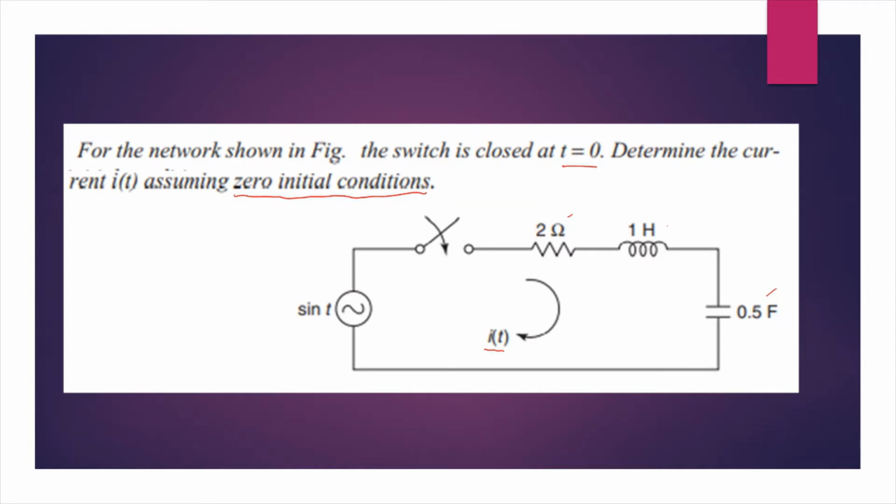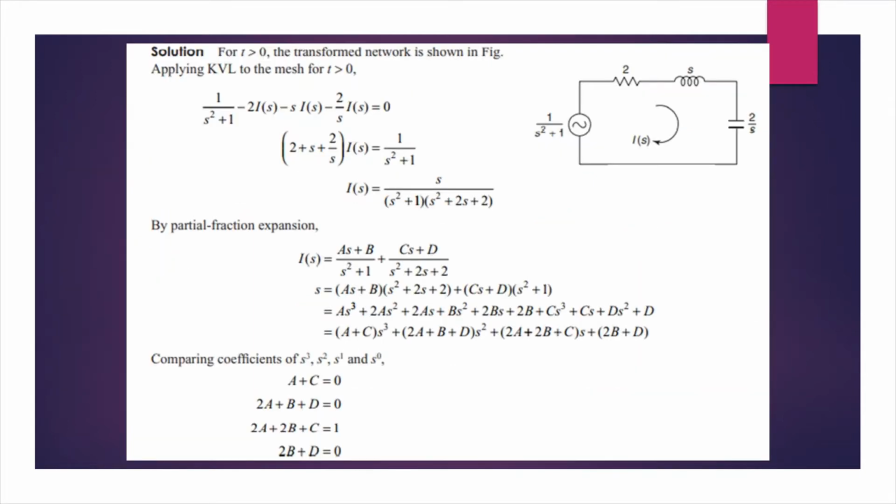Now let's try to draw the same figure for the time t greater than 0, and what we'll be drawing is a transform network, that is the network in the S domain. The resistor will remain the same, that will be 2 itself. Then the inductor value, whatever it is, you have to write as L into S. Here the value of L was 1, so it is nothing but S.